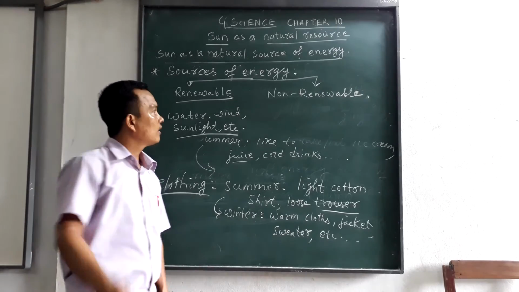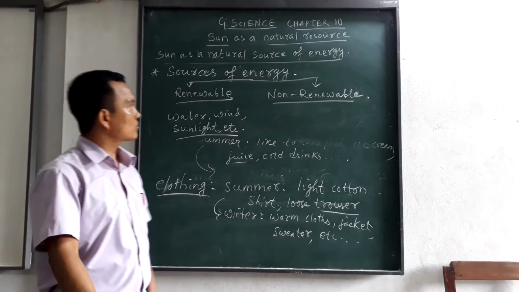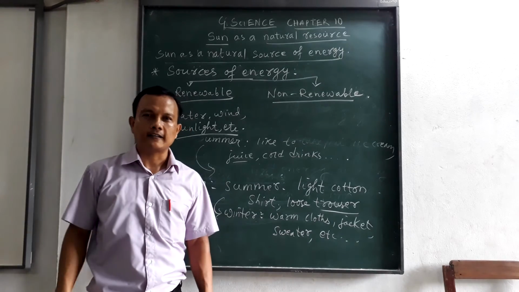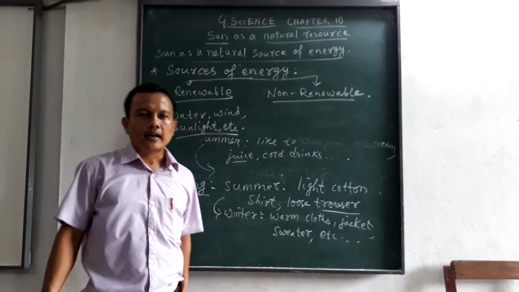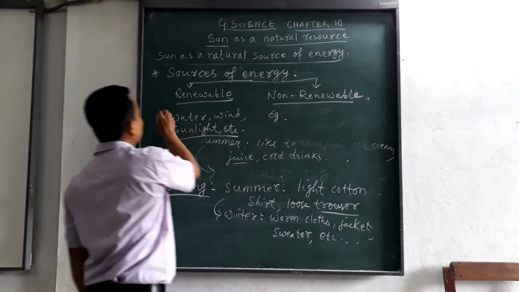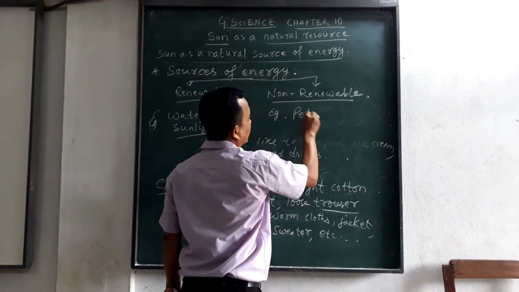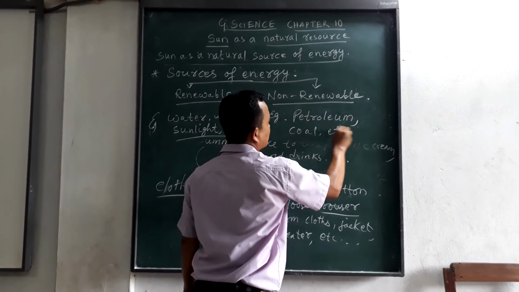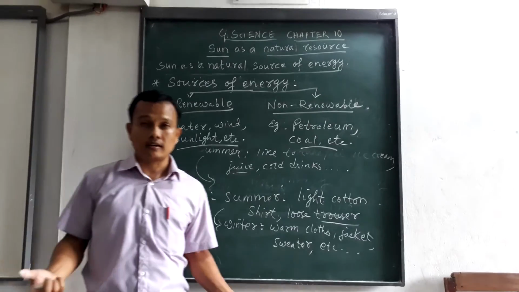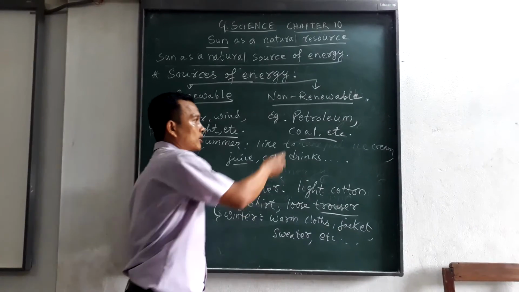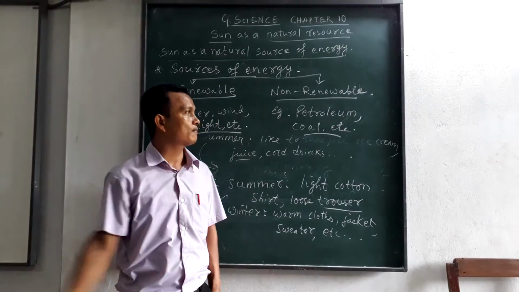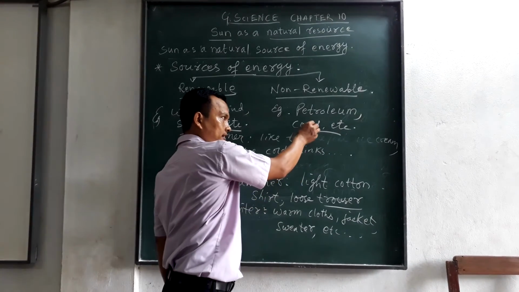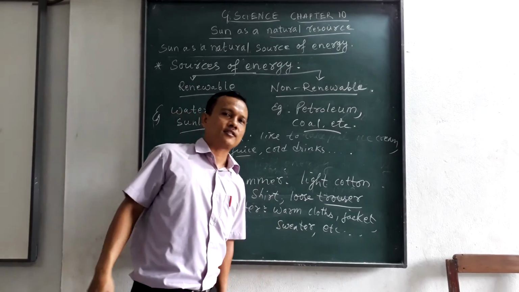It is not wasted. On the other hand, non-renewable resources are those resources that can be used only once. The resources are very limited. Limited means very less. For example, petrol or petroleum, then coal, etc. These are very limited. They can become extinct, they can perish if we don't use them properly, because it takes millions of years to form petroleum, millions of years to form coal. So once it gets over, then it will perish, it will finish.